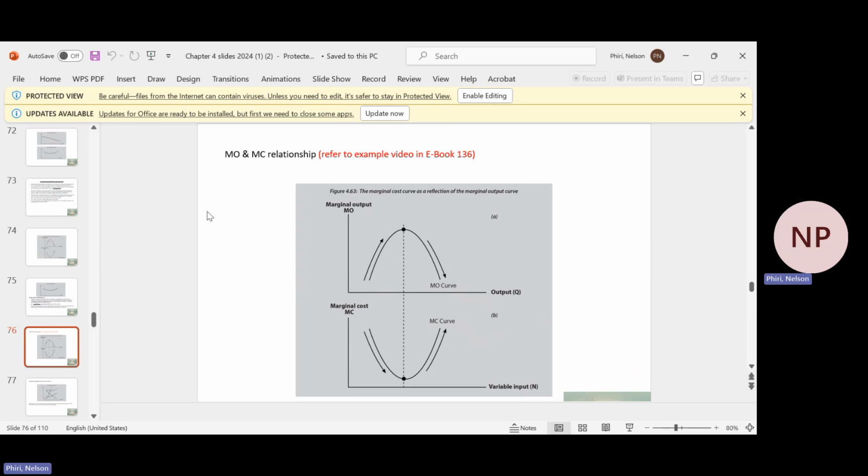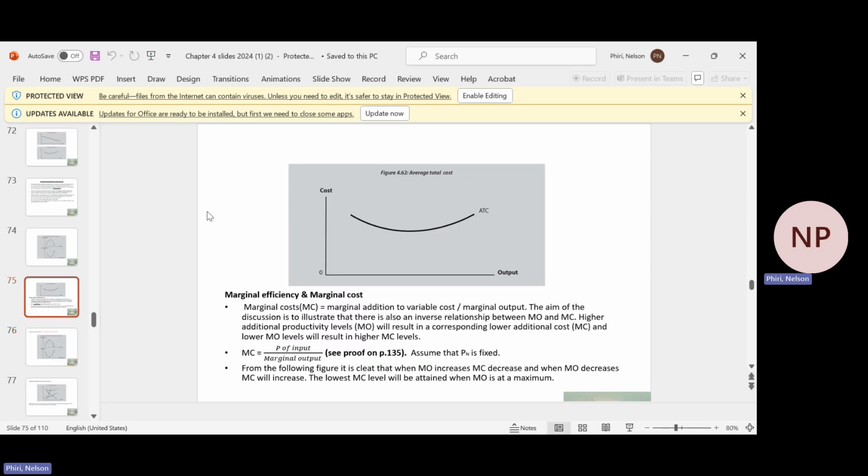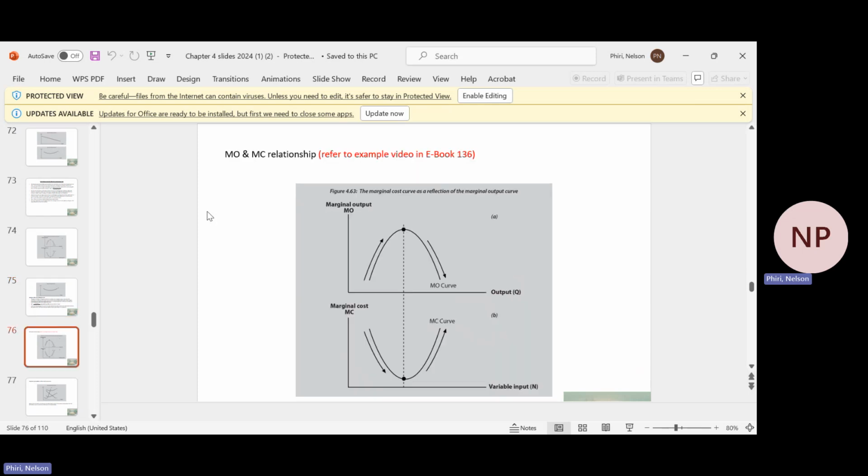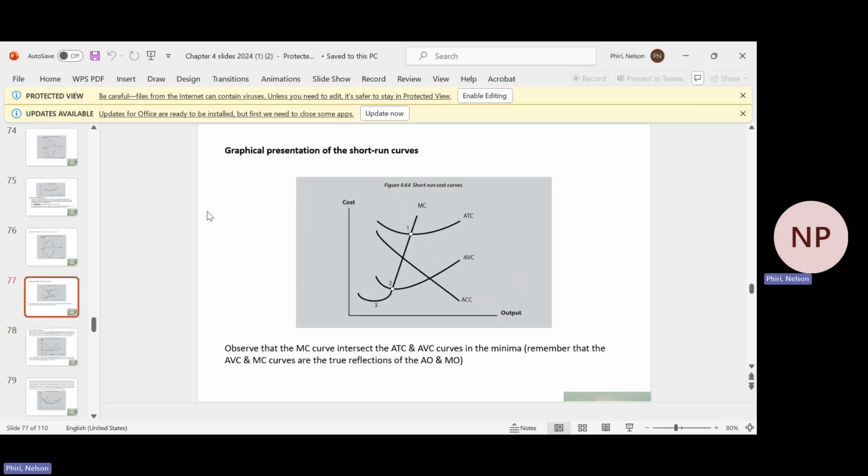If your marginal output is at its maximum, you expect your marginal cost to be at its minimum. So it's almost a similar relationship between your AO and AVC. Make note of that. On page 135 in your textbook, that's where you see the derivation of that relationship. All right, so a few things to note there.